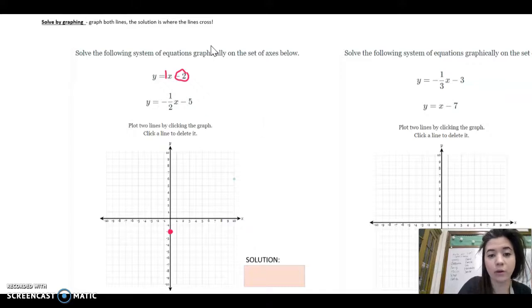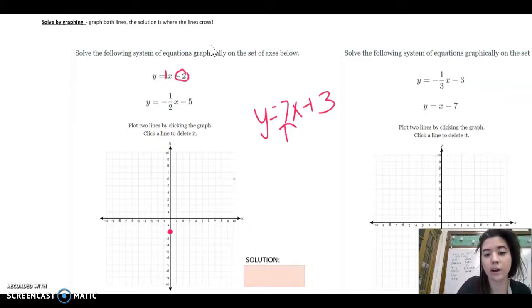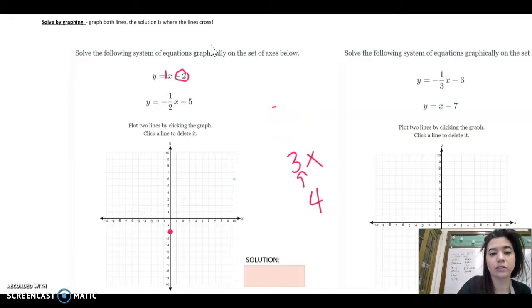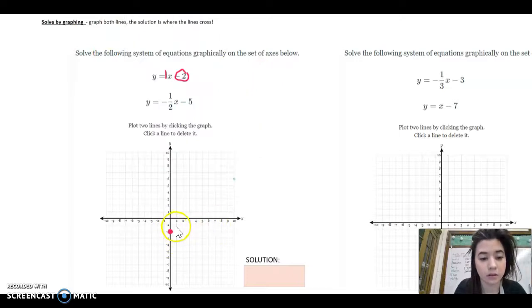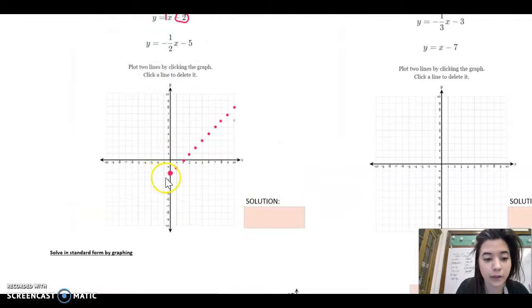If I gave you this equation, you're going up 7 over 1, up 3 over 1, up 4 over 1. So for this one, because there's a 1 there, we're going up 1 and then over 1. And we're going to graph as many points as possible because we do not know where our lines are going to cross. So we want to make a whole bunch of points so where they cross is clear.